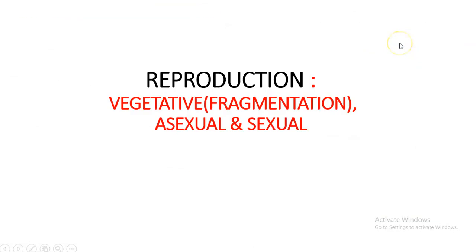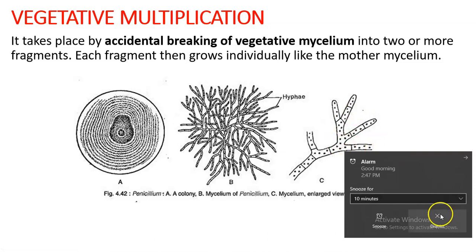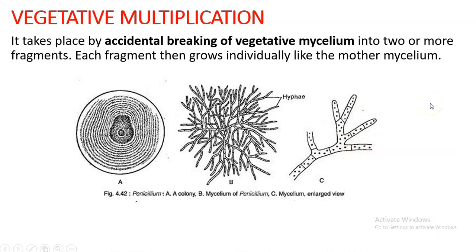Okay. Now coming to the reproduction part, it shows vegetative, asexual, and sexual reproduction. Vegetative multiplication or vegetative reproduction occurs due to fragmentation, the accidental breaking of the vegetative mycelium. You can see individual mycelia being formed. Okay, this is a microscopic view of the Penicillium colony. If I zoom in, you can get a mycelium like this, very profusely branched, and if I zoom in again, you can see a structure with uninucleate or multinucleate thalli, or mycelium.